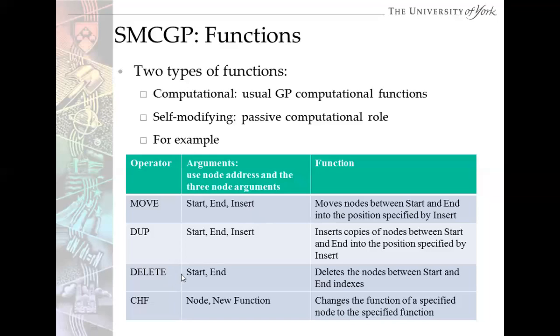And you might have a delete operation, which deletes the nodes between start and end. So it doesn't have to use all the parameters, it depends on the function. Here's one called change function, which changes the function of a specified node to a specified function. Actually, the number of self-modifying operations we tend to use is reasonably large, because there are many things you could do to a graph to modify it.